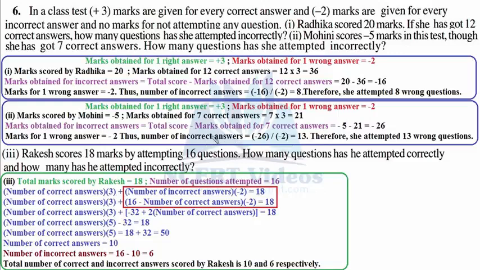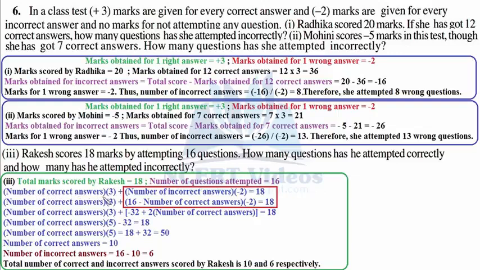Now third, Rakesh scores 18 marks by attempting 16 questions. So total marks scored by Rakesh are 18 when he attempts 16 questions. So we wrote that down. Now how many questions has he attempted correctly and how many has he attempted incorrectly? So now in this case we have to find the questions again. So how can we do it? We don't know the number of correct answers, so we'll take it as x, or you can just write it out: number of correct answers into 3.